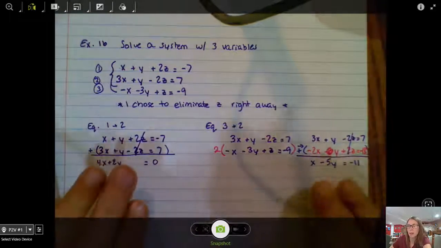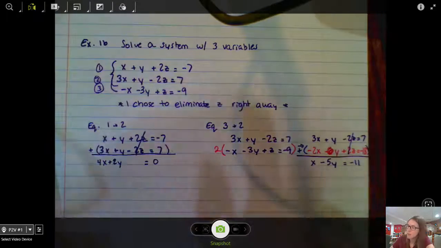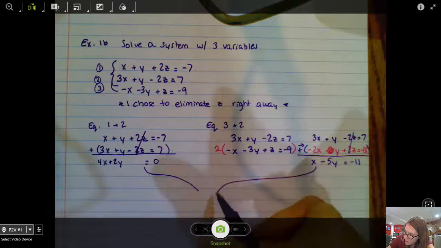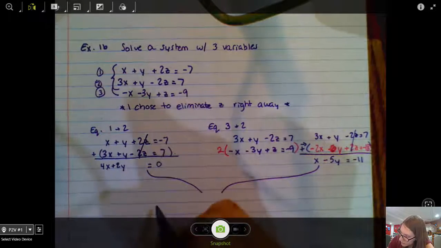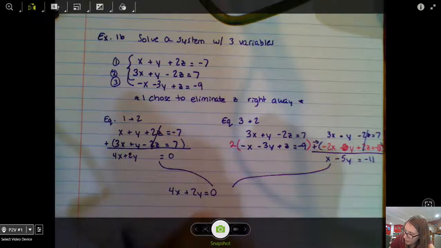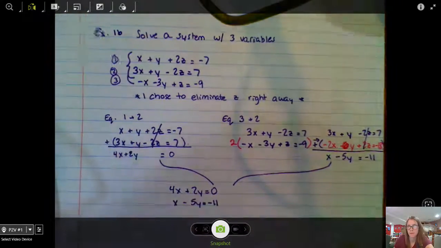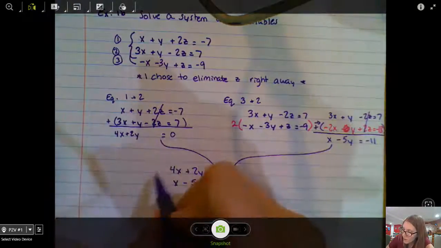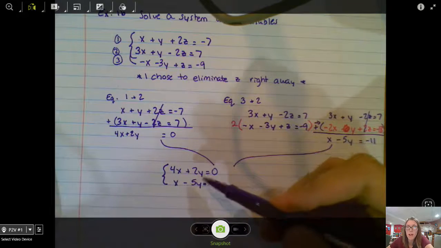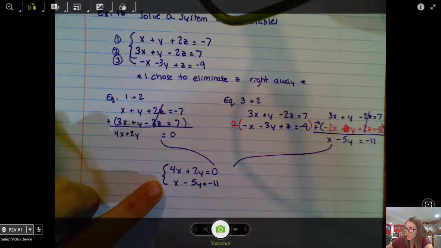So after this, I have my two equations with two variables. They both have an x and a y. Solve them like a regular system. So 4x plus 2y equals 0, and then x minus 5y equals negative 11. With these two equations, I have a 4x and an x, so let's eliminate the x and multiply this bottom equation by 4.